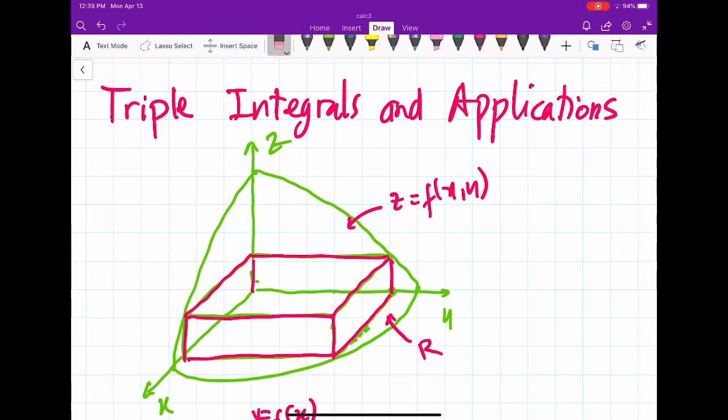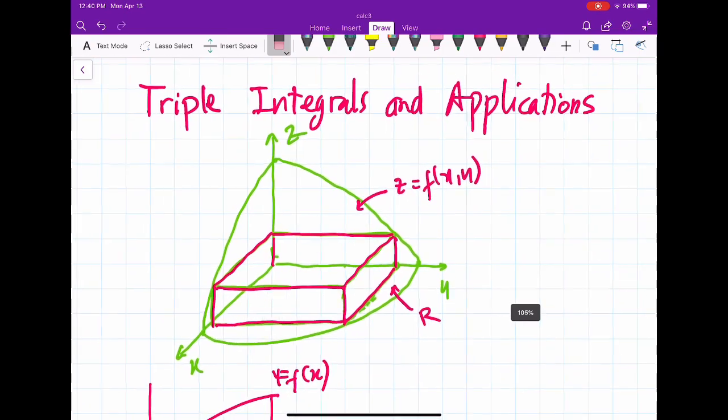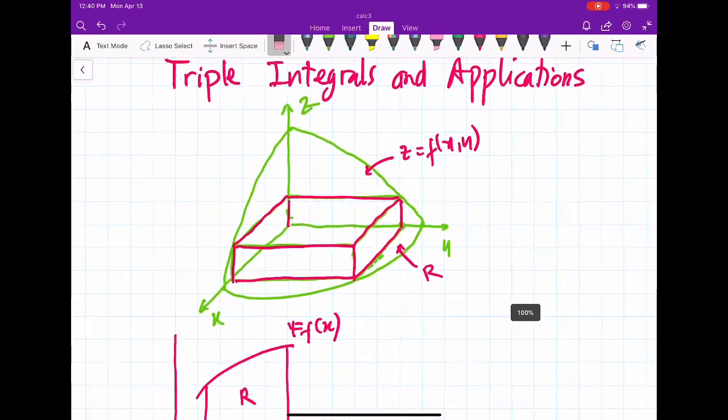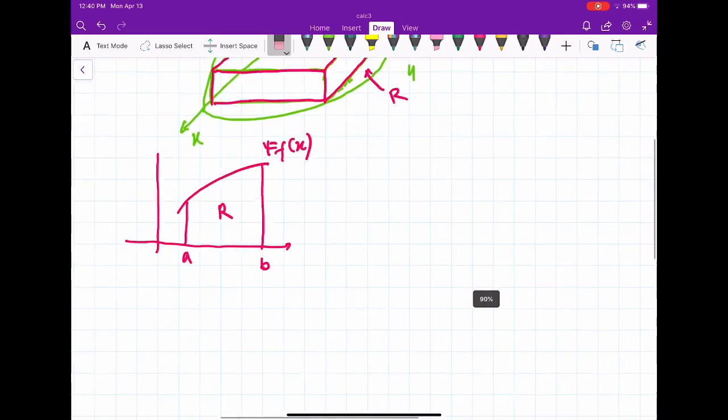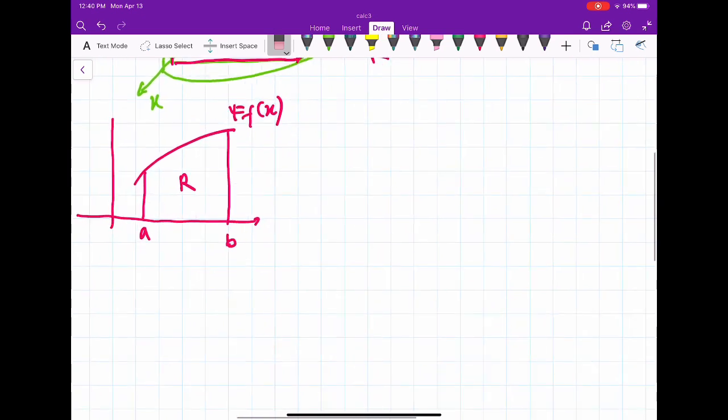Hello, in this video we study triple integrals and how to use triple integrals to find the volume of some solid region and how to find the center of mass and moments of inertia of a solid region. Before we move into detail, I would like to give you a picture of how to move from single integrals to double integrals and from double integrals to triple integrals, okay?